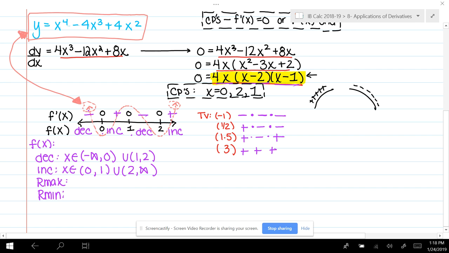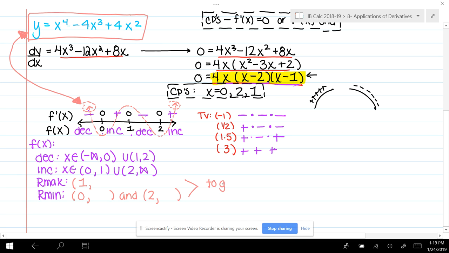My drawing, based on what my derivative said, looks like a 4th degree. Okay, so my relative max is at 1 comma something. My relative min is happening at 0 comma something and 2 comma something, okay? So sometimes they'll want the values, okay?